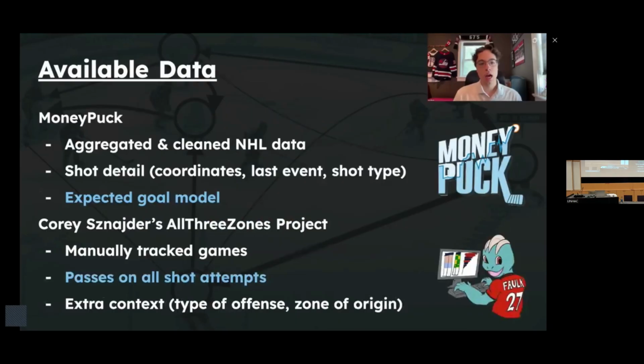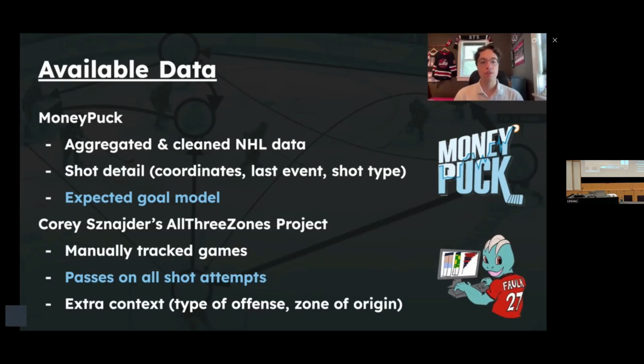However, there is still some really great resources out there. For example, we have MoneyPuck, which is one of the foremost hockey analytics websites out there that aggregates and cleans data directly from the NHL API and makes it available for download on their website. So, for example, they have a shot data set that is very highly detailed with a bunch of different parameters such as coordinates and events relating to the shots, which they've used to create an expected goal model that is attached to every shot attempt within their data set.